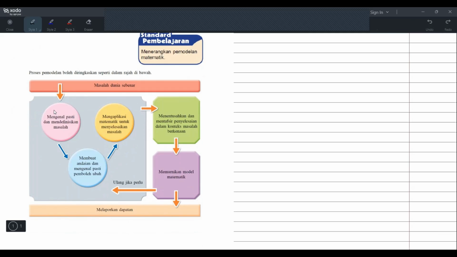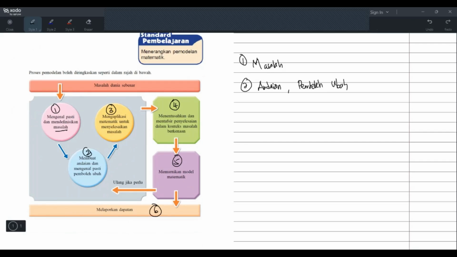So this is step number 1, step number 2, step number 3, step number 4, step number 5, and then step number 6. The keyword for step number 1 is masalah, so I will put M. Masalah in English is the problem. Number 2 is andaian and pemboleh ubah. Andaian is the assumption. You buat andaian, you buat assumption. Betul salah tak apa, you just assume saja. Pemboleh ubah is the variable.